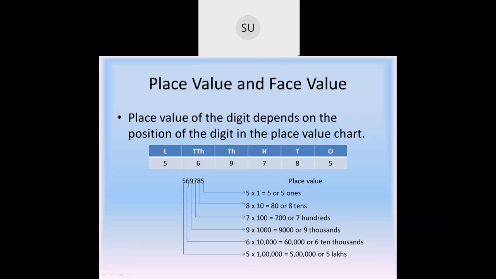Now we have 7. 7 is in hundreds place, so place value of 7 will be 7 into 100, 700, or 7 hundreds. Then next digit is in thousands place, in which we have 9. So 9 into 1000, 9000, or 9 thousands. Now 6, we have 6 in 10,000s place. So 6 into 10,000, 60,000, or 6 ten-thousands is the place value. And last we have 5 in lakhs place, which will be 5 into 1 lakh, 5 lakhs, or 5 lakhs. So this is how you write place value.